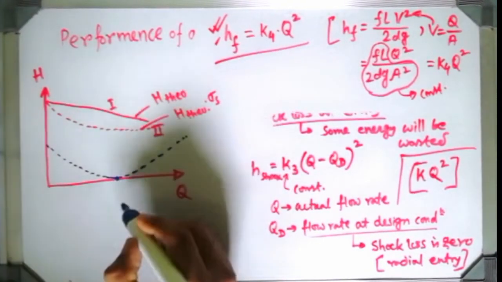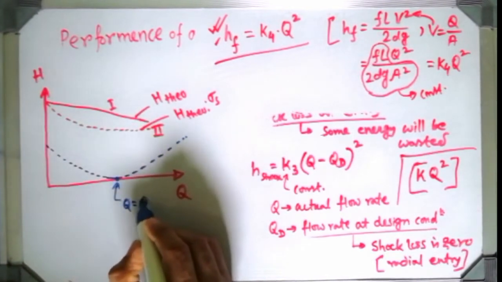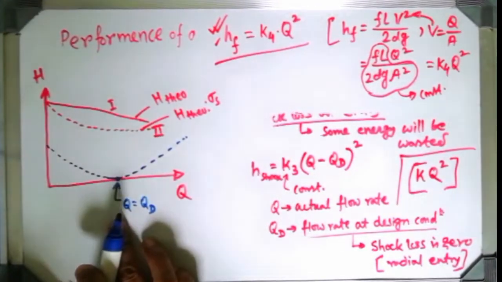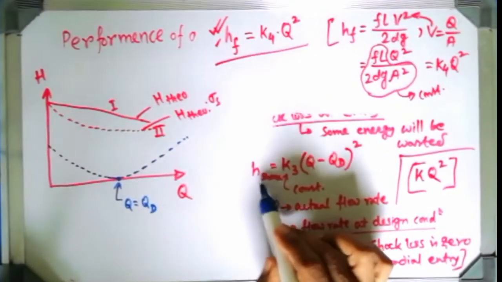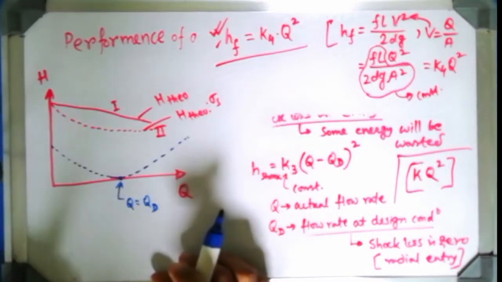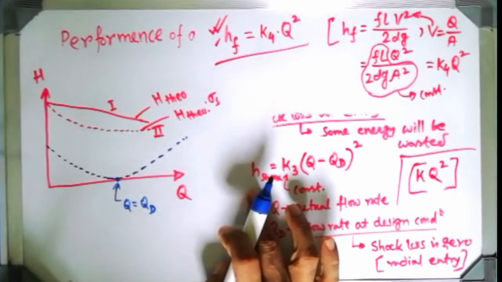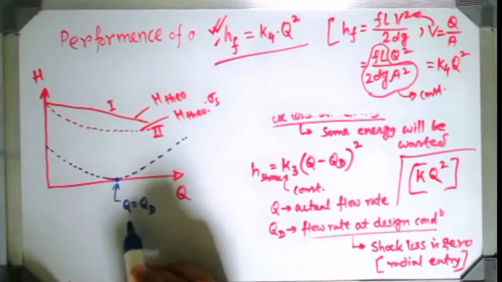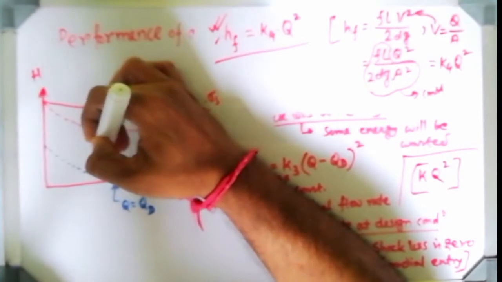This point will give you where Q equals QD. That means the design point. That means the design flow rate and the actual flow rate are equal. See, if they are equal, then no shock loss is there. Already I told you that we are considering that at the time of design there is no shock loss. So if there is no shock loss, head loss due to shock won't be there. So this point will give you the point where Q equals QD, and this part makes them firm.